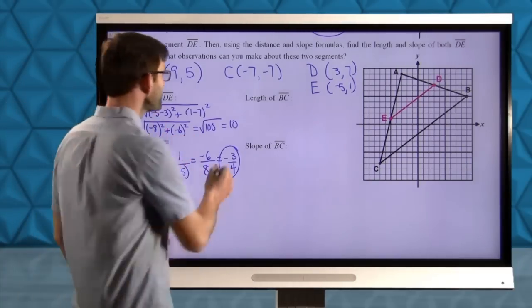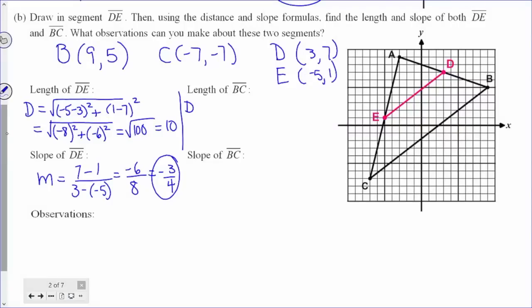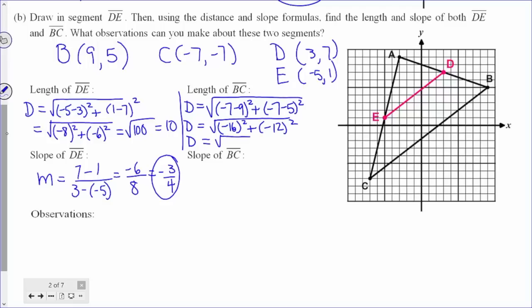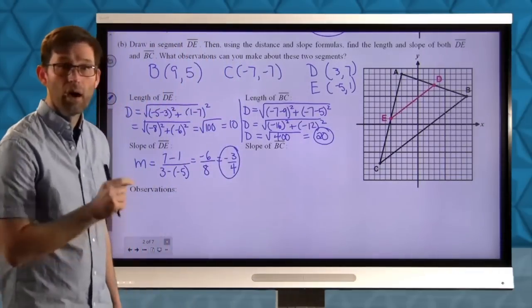Let's go through BC, my apologies. The distance is going to be -7 minus 9 squared plus -7 minus 5 squared. Lots of -7s in this. -7 minus 9 is -16 squared, and -7 minus 5 is -12 squared. If you work out what all of those are squared and added together, you'll get 400, or the square root of 400, and that will give me a length of BC of 20.